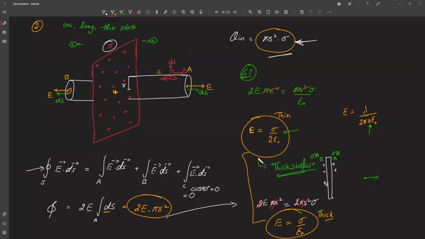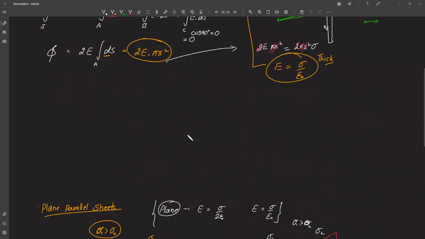In our previous class, we have already seen how to apply the Gauss theorem in order to determine the electric field due to various charged objects. We have seen the electric field due to a long wire, and then how to find the electric field due to a thin charged plate of infinite spread. And what happens if the plate is thick? Even that we have discussed.